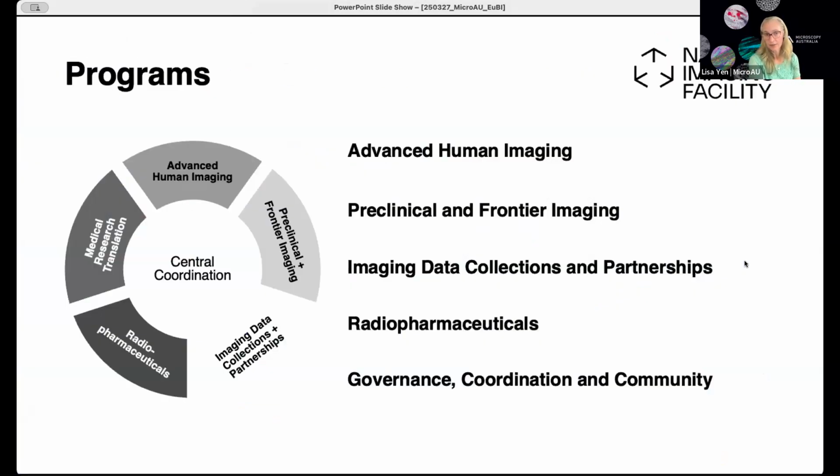That's also funded through the NCRIS program, like Microscopy Australia, and it's definitely got that focus on advanced human imaging and preclinical imaging. They've got a really strong focus on thinking about how they can set up national imaging data collections that would really enable some of those multi-site clinical trials to occur within Australia. A focus on radiopharmaceuticals, and of course then there's that kind of governance and central coordination activity as well.